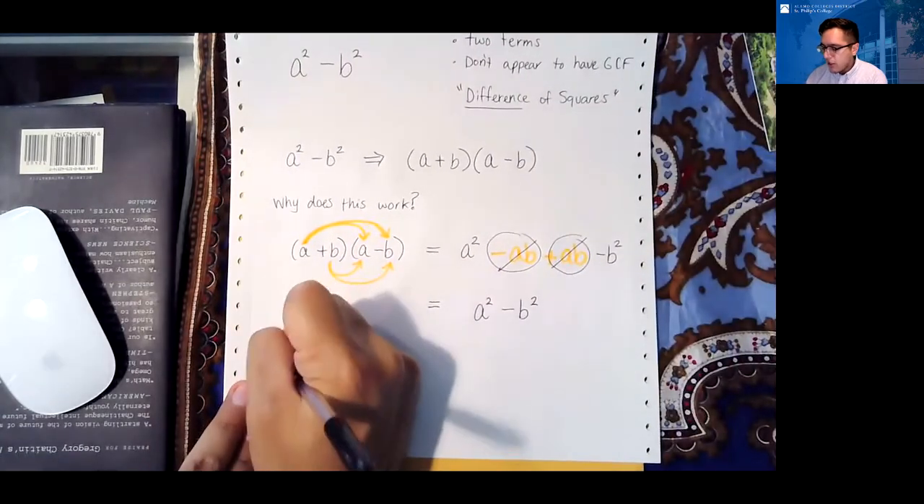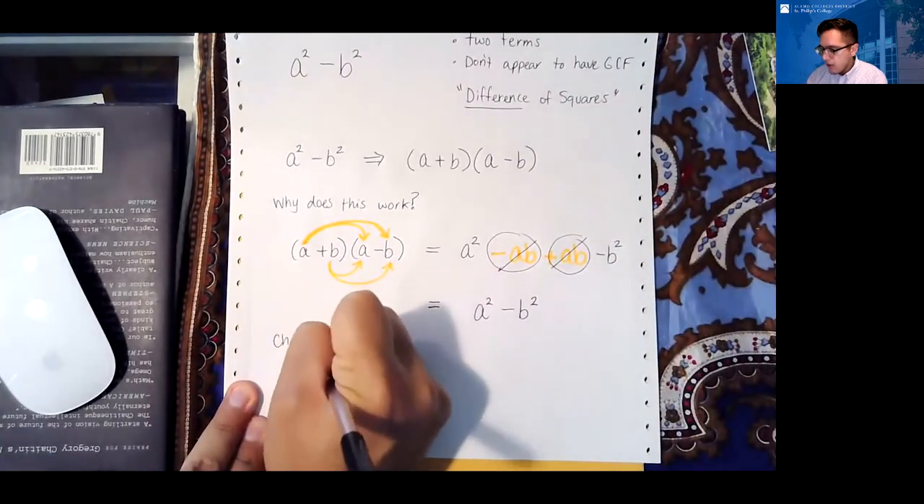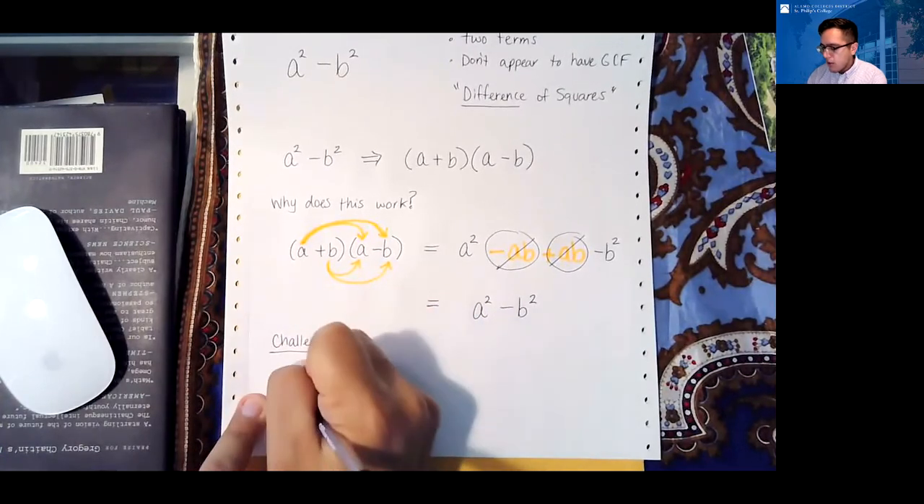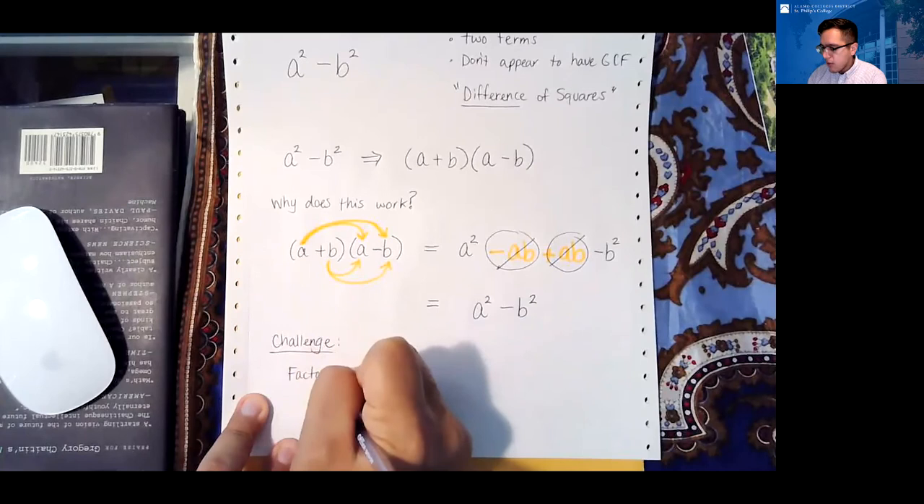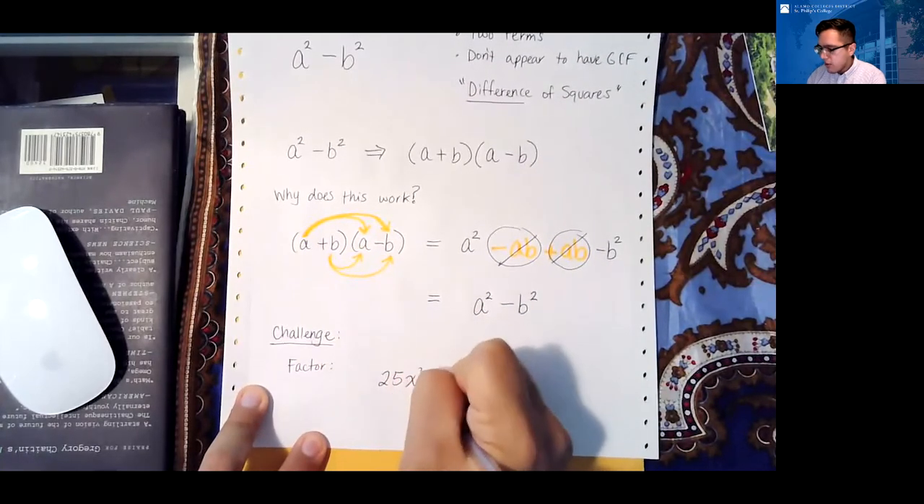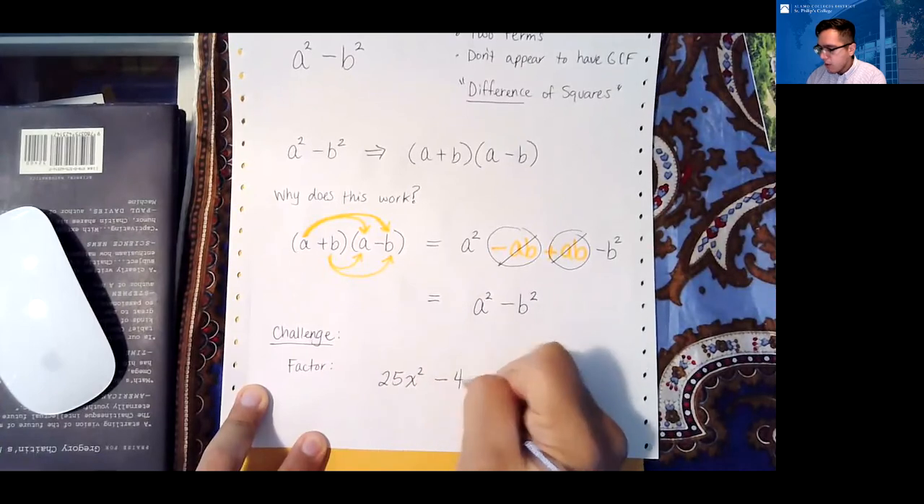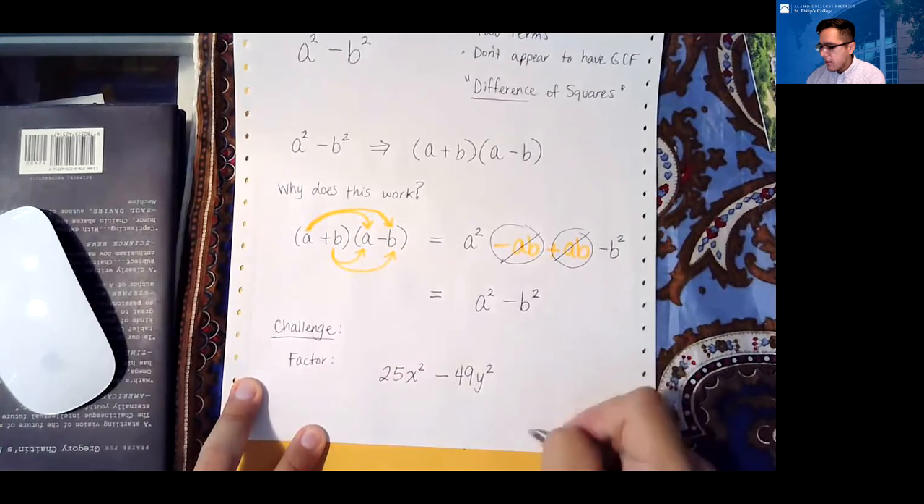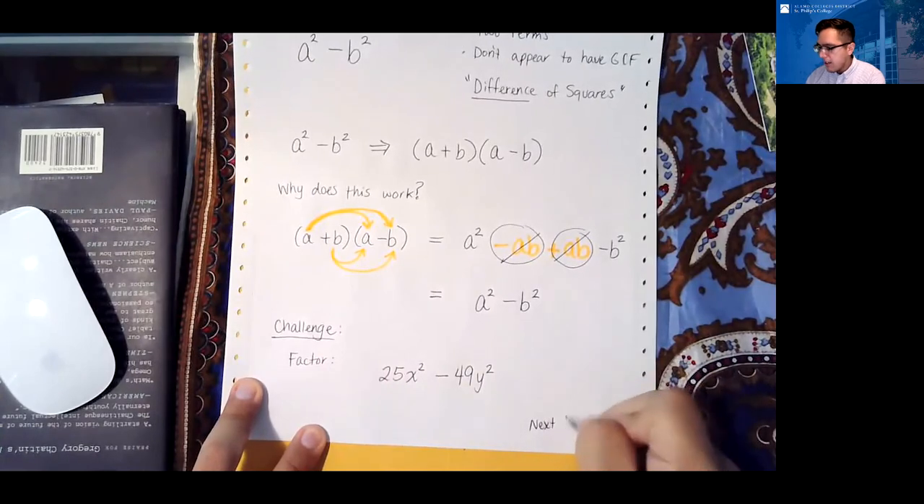So here's my challenge for you. And I will start class off with this next time. I want you to factor using the difference of squares formula 25x squared minus 49y squared. And we will look at that next time.